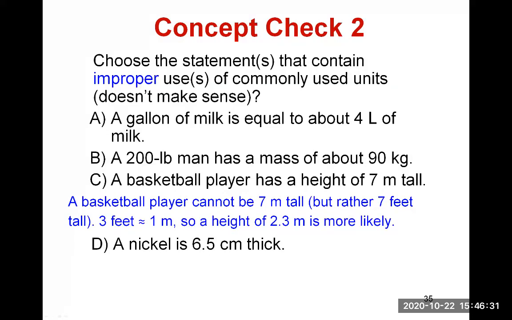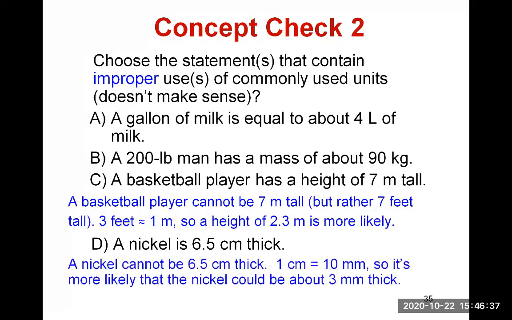Last statement: a nickel is 6.5 centimeters thick. Is this possible? Well, no, a nickel cannot be 6.5 centimeters thick, because a centimeter is 10 millimeters, which is really a small thickness, right? Having a 65-millimeter thick nickel is not possible. Nickels are fairly flat, so it's more likely that the nickel is actually about 3 millimeters thick. So a 6.5 centimeters thick nickel is not possible.